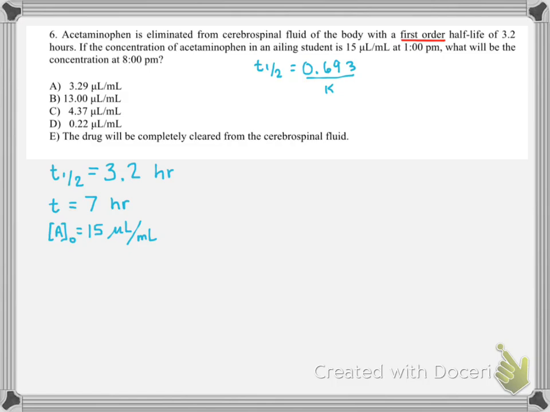Okay, so they tell us it's 3.2 hours, so I wrote that below. The initial concentration is 15 micrograms per mL at 1 p.m. when the student takes the medicine. And I want to know what the concentration will be 7 hours later at 8 p.m. Okay, so what we're really trying to find is the concentration of A sub t.